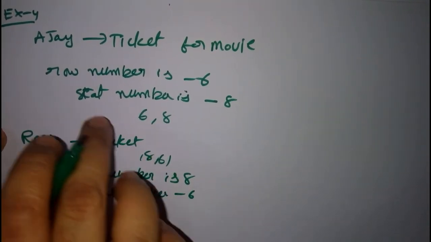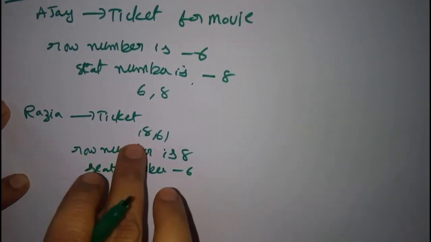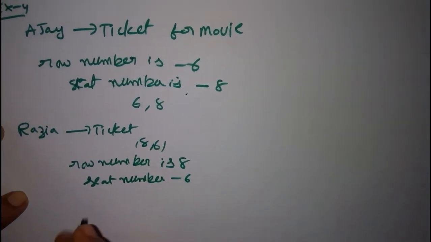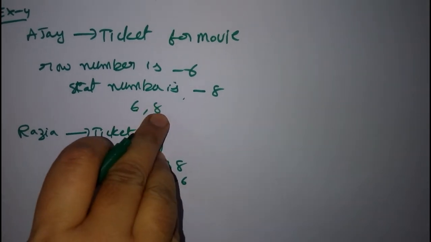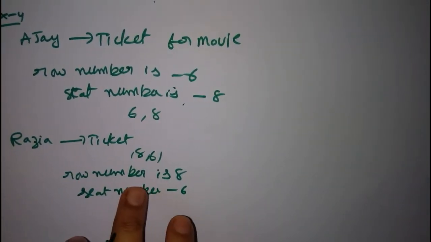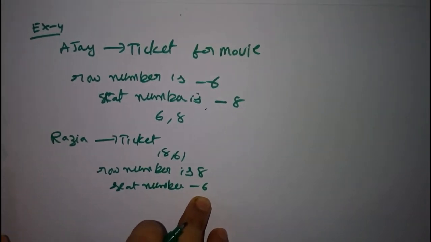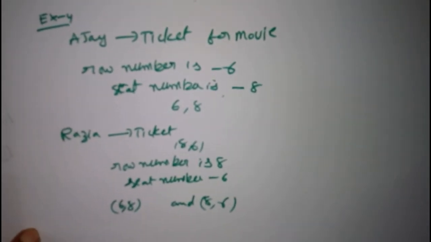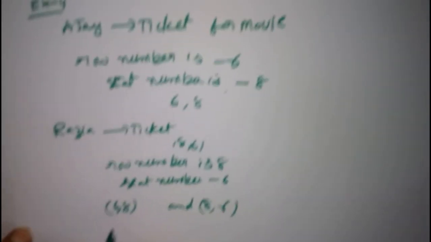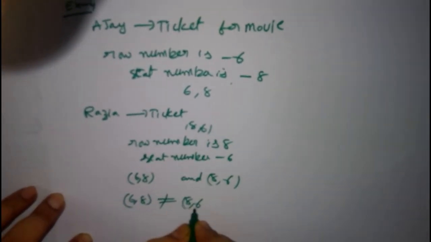For Ajay's seat, row number is 6, seat number is 8. For Razia's seat, row number is 8, seat number is 6. Are these two equal? So both are different. The positions of the two seats are given as 6 comma 8 and 8 comma 6. These are two different seats. So we cannot say 6 comma 8 is equal to 8 comma 6.